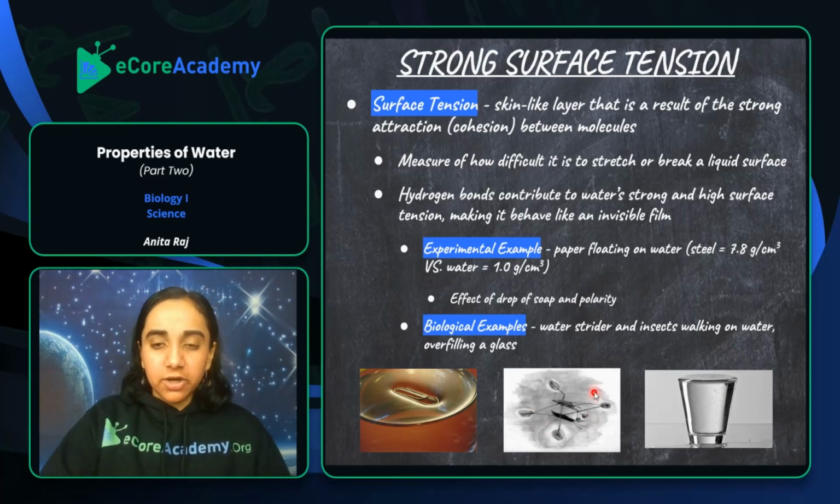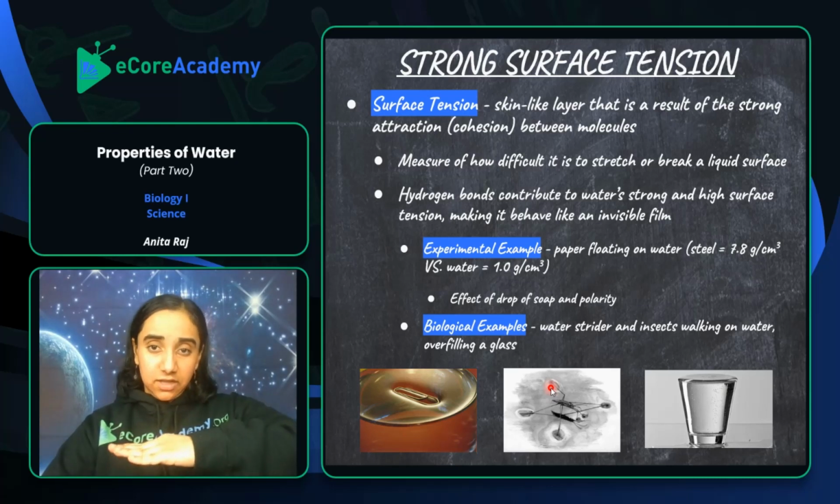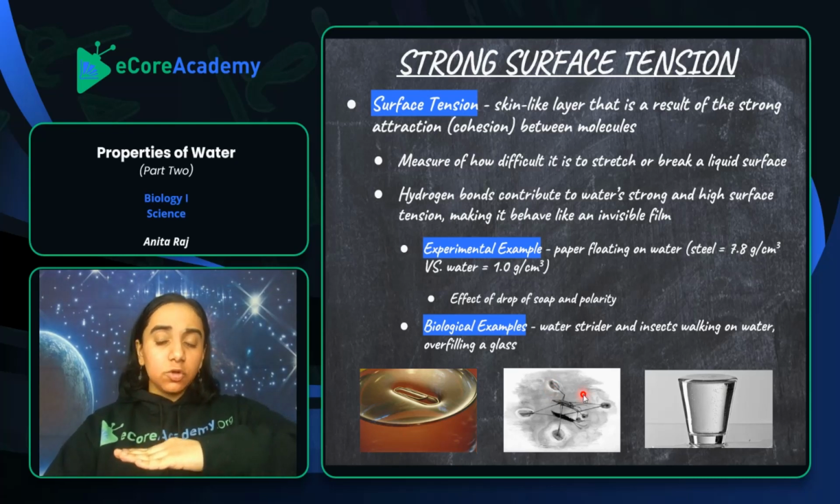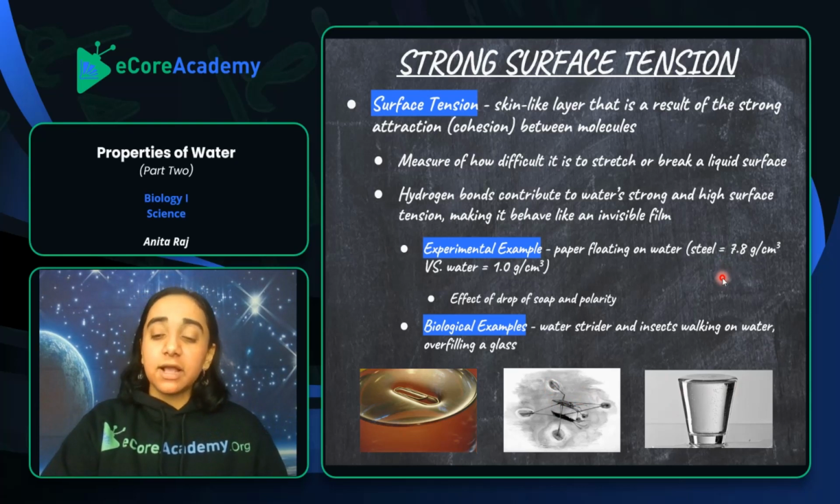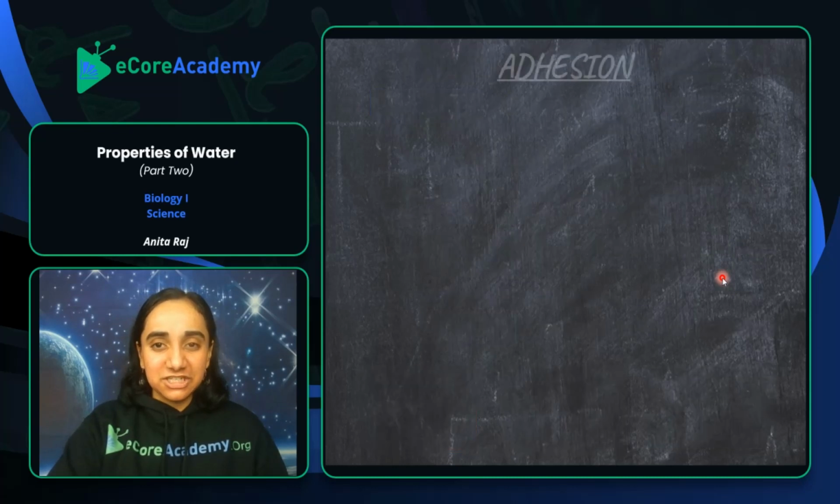And here are some biological examples that you'll see out in nature. Here's a water strider, and there are other insects like this. They walk on water because they are so light, they actually take advantage of the surface tension. The surface is like a skin. Think of it this way. These bugs are so light, they're able to just walk over the surface of water, and like we said, overfilling a glass is another example of surface tension.